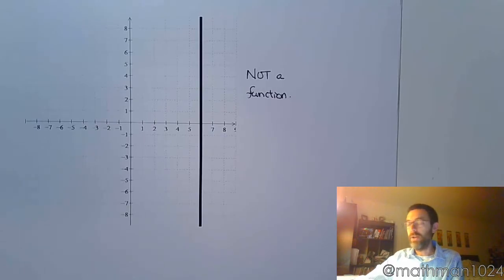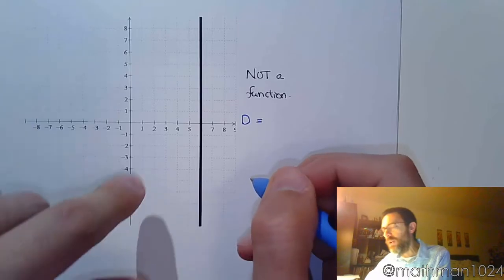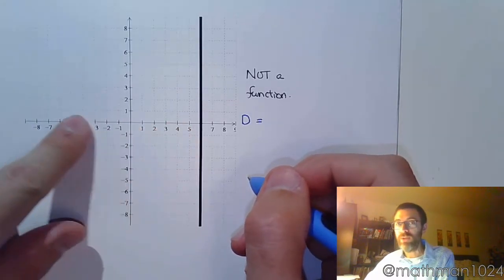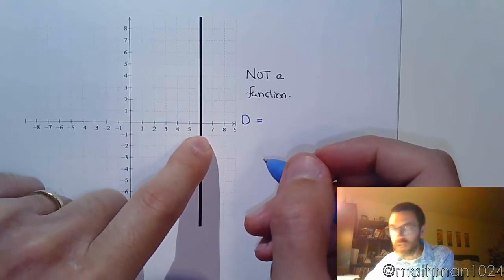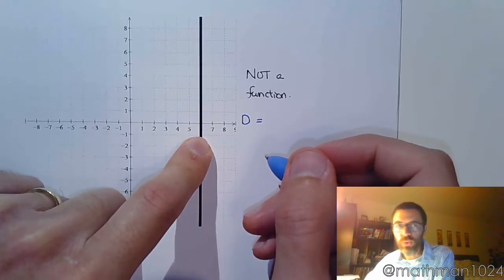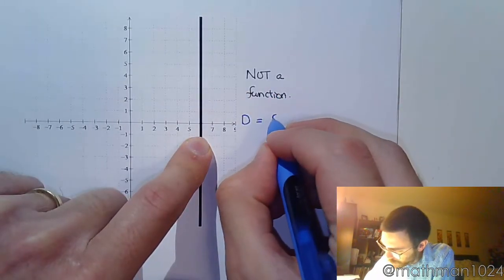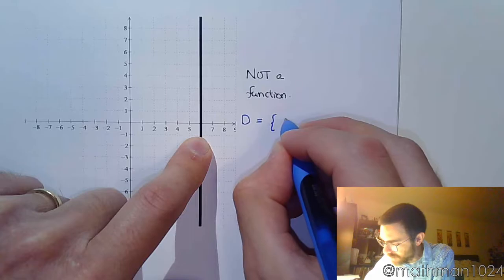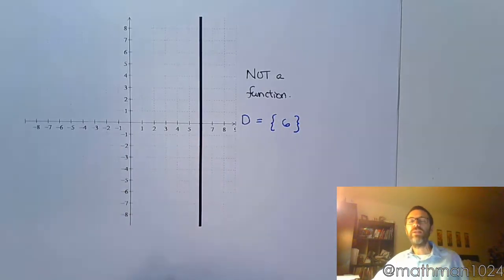So what about the domain? Let's see. Notice that with this vertical line, you're not going to the left, you're not going to the right. You are stuck right here at an x value of 6. So the way that we denote that we're just including 6 and that's it is by using set builder notation, so using the curly brackets like that. So we are only including 6. It's not from 6 to anything else, it's just the element 6, nothing else.